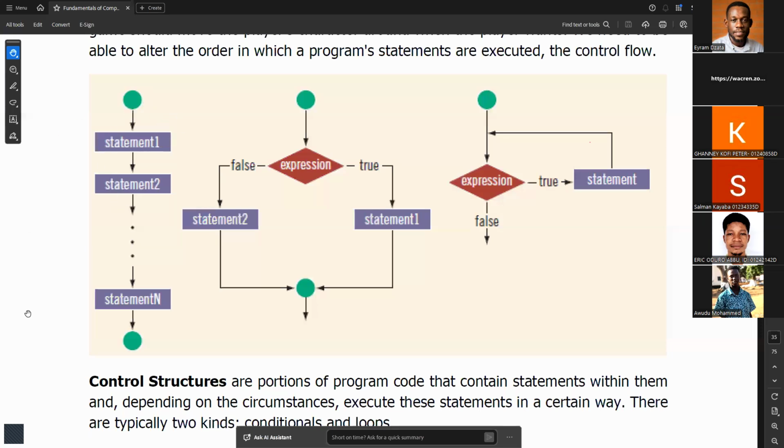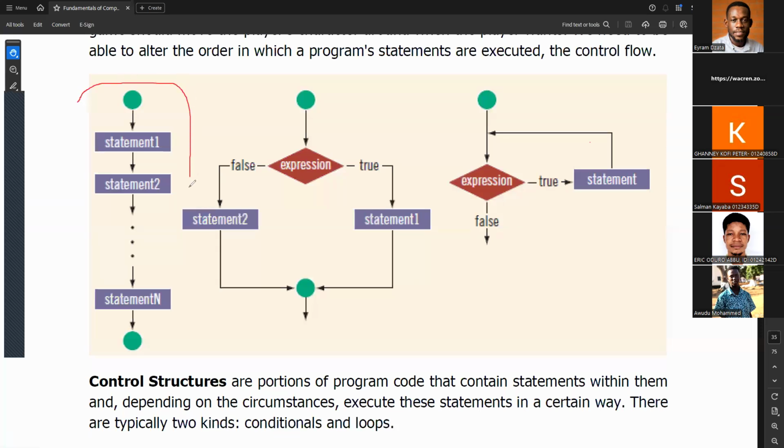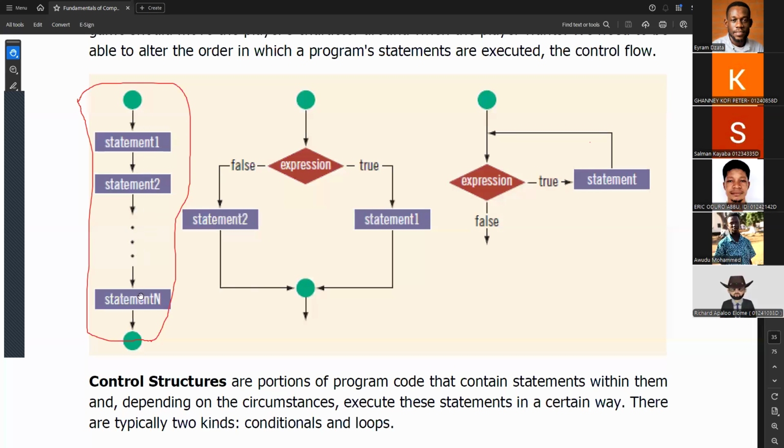Okay. So as we can see here, the image we have here, this particular one, is a typical example of the sequential or the sequence statement. Okay, so they are in a linear form. So there's the first statement, second statement, in that linear form, from beginning to end.